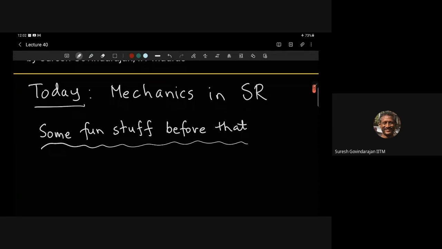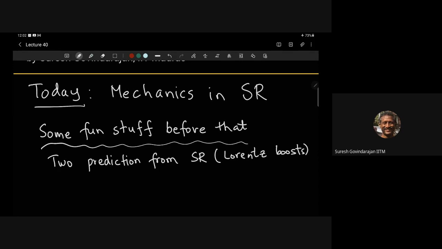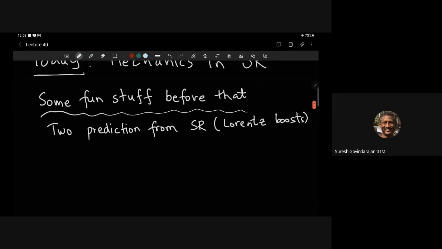Okay, so the fun stuff is two predictions from SR, in particular involving Lorentz boost. Those two things are, one is called time dilation, and the other is called Lorentz contraction. Okay, so we'll do this first.